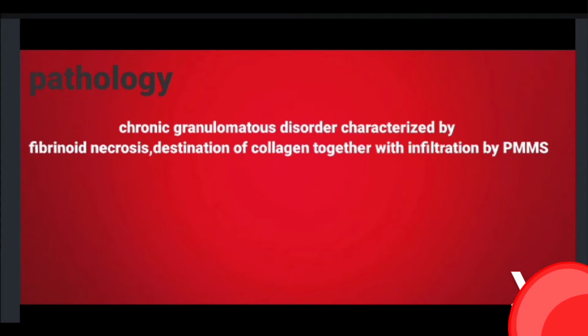Then pathology of scleritis. The histopathological changes are of a chronic granulomatous disorder characterized by fibrinoid necrosis and destruction of collagen, together with infiltration by PMNs, that is polymorphonuclear cells, and lymphocytes, plasma cells and macrophages, etc.